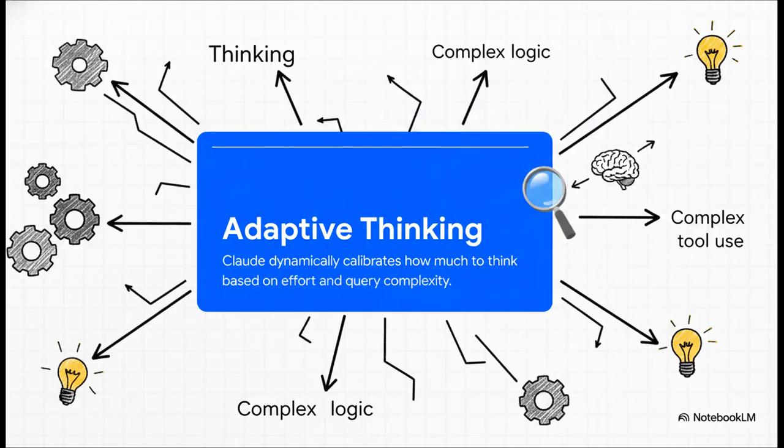And all of this is powered by something called adaptive thinking. This is a feature where Claude dynamically calibrates when and how much to think based entirely on that effort parameter we just talked about, plus the query's complexity. So instead of you sitting there manually managing a token budget, Claude just dynamically figures it out. It handles multi-step tool use natively, without you ever having to micromanage the process.